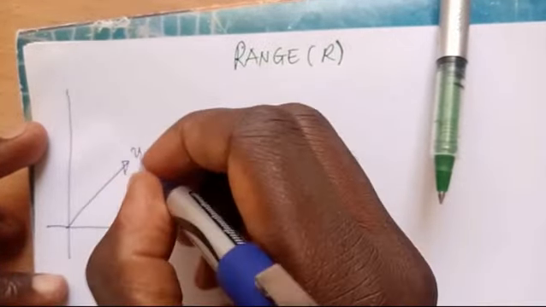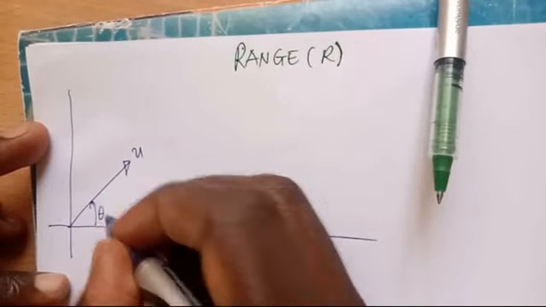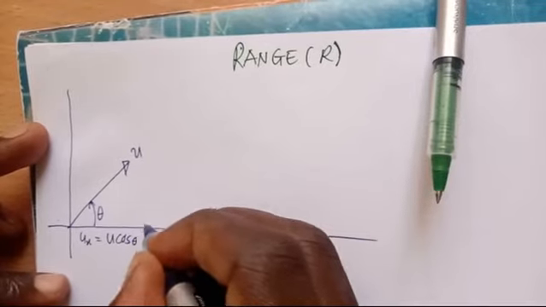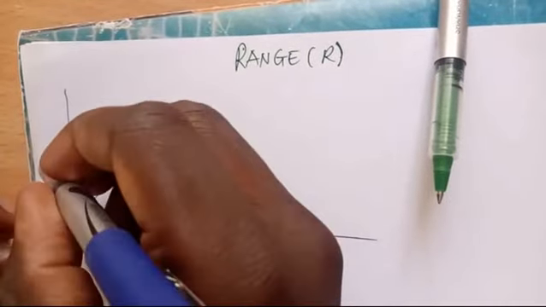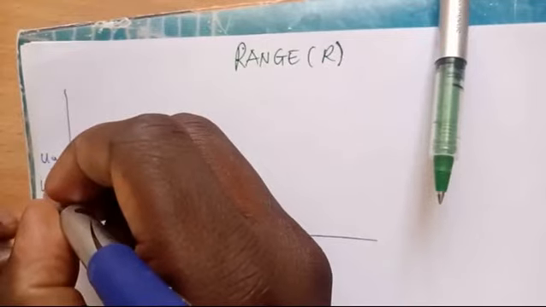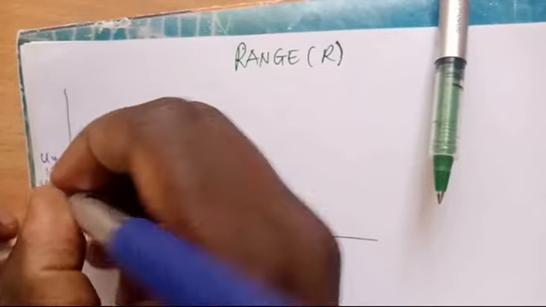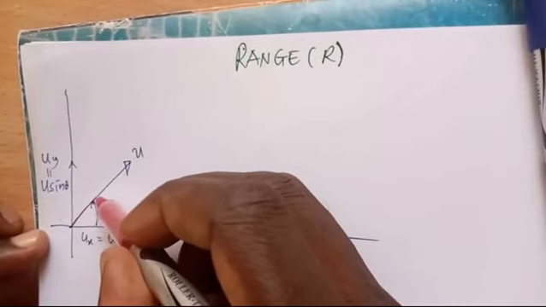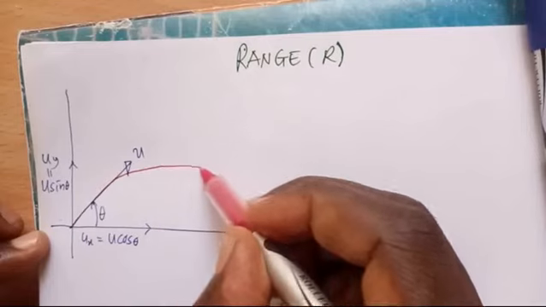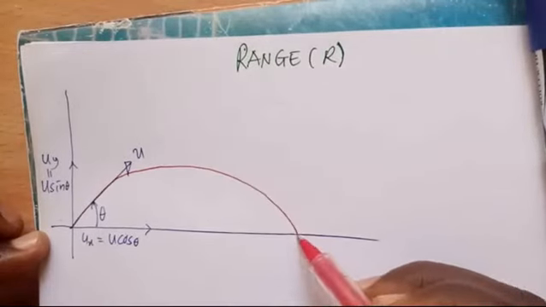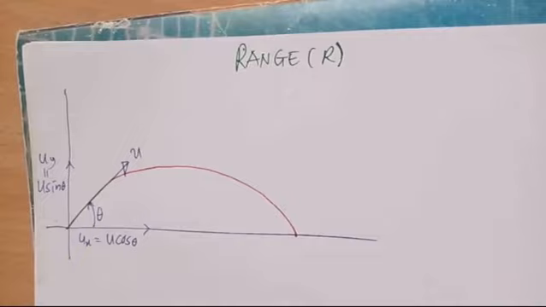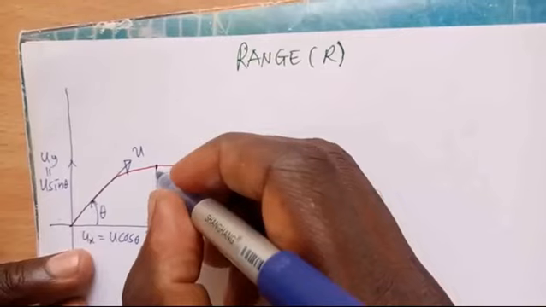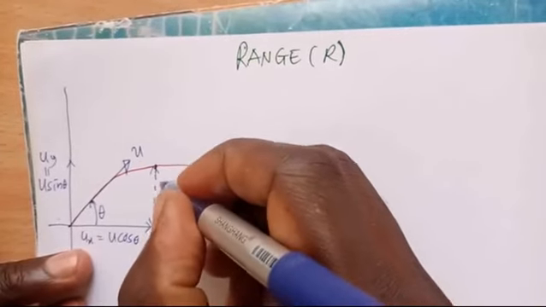Okay, this is the initial velocity, angle theta, u sub x equals u cos theta. In the vertical direction, we have u sub y, and this is u sine theta. Then because of the influence of gravity, it will not move along a straight line, it will bend like this. Great. Now, if at any point, let's say somewhere here, before it reaches the maximum height, it has a vertical velocity y.